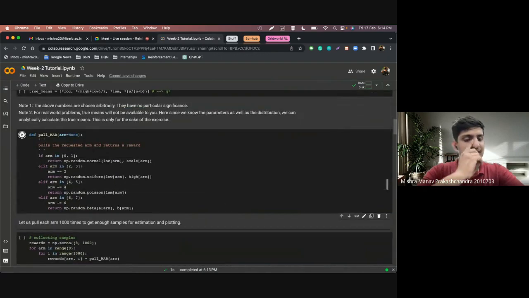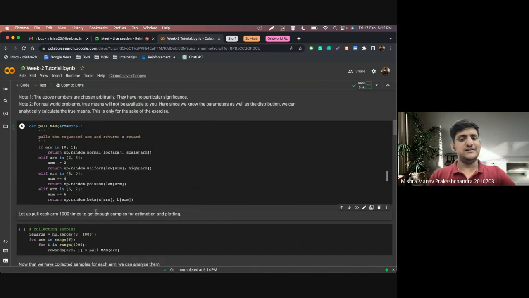Now, this function basically does the arm pulling for me. I give it which arm I want to pull, and it performs that pull and returns me a reward. If I have pulled arm 0 or 1, which are the Gaussian bandits, then I get a reward sampled from the normal distribution. For that particular arm, I get the mu and the sigma, and based on that, I get a reward. For the uniform distribution, it's np.random.uniform. For the Poisson distribution, I'm sampling from the Poisson distribution based on the parameters that I've already set in the above cell. Then there is the beta distribution.